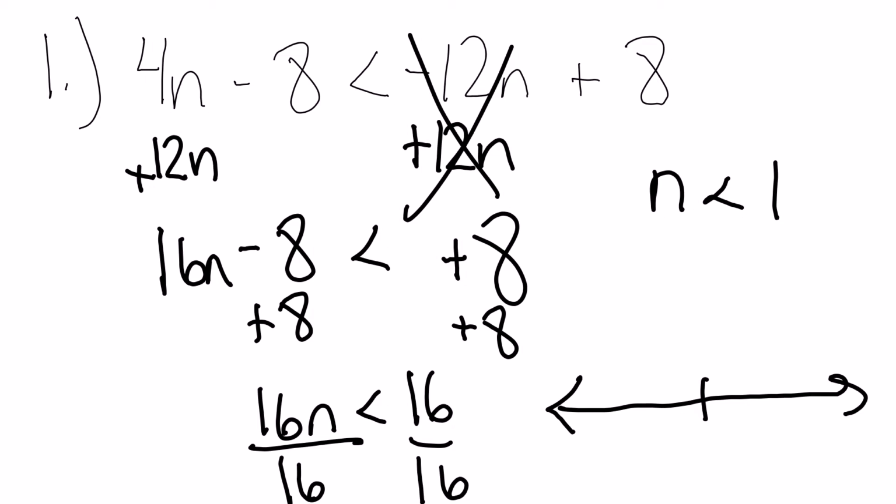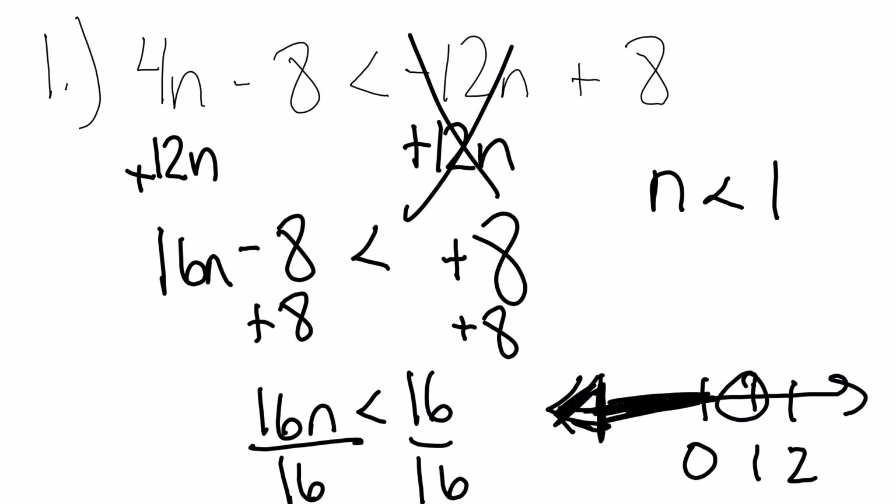Alright, you make your number line. I have an open dot at 1 because there is no bar. And then I shade to the left, because those are the numbers less than 1. 0 is less than 1. All this means is there's an infinite amount of answers. That finishes number 1.